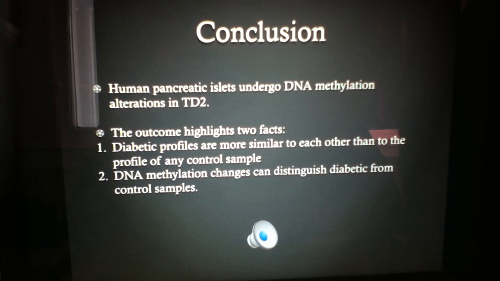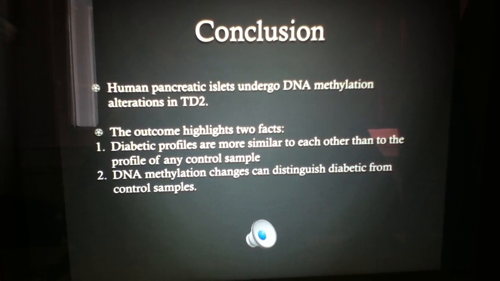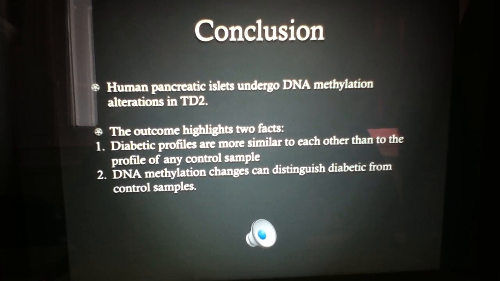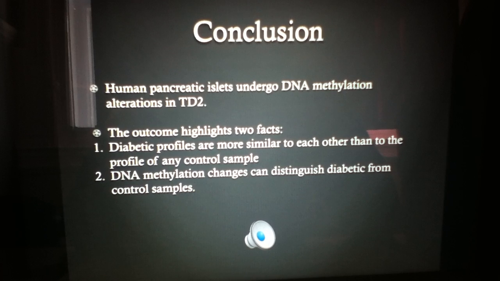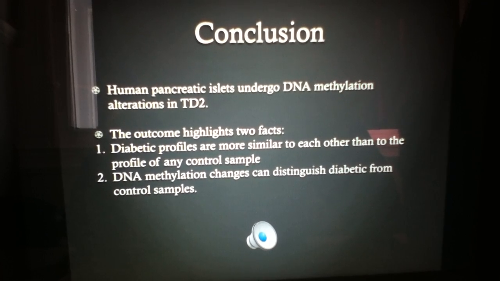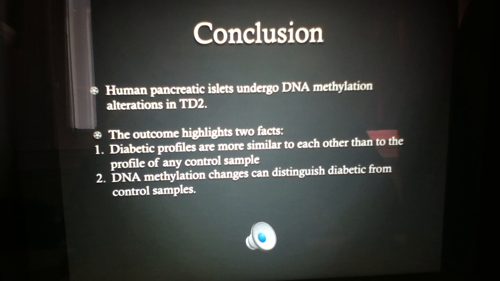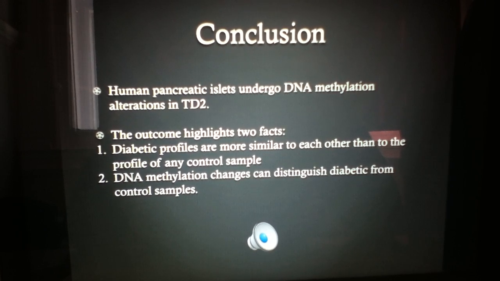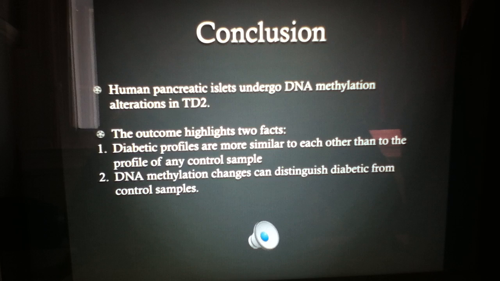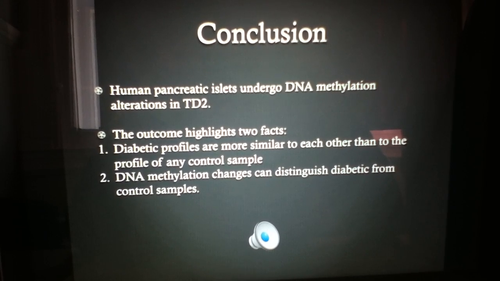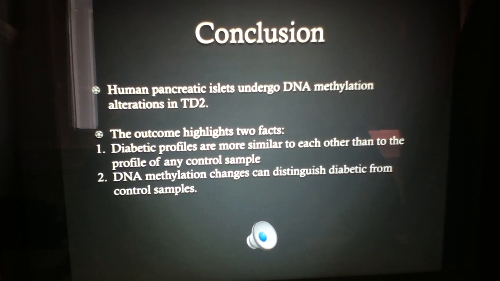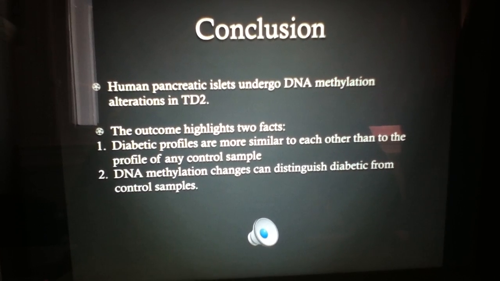The data demonstrated that human pancreatic islets undergo DNA methylation alterations in type 2 diabetes that are discernible by means of DNA methylation profiles. The outcome highlights two facts. One, diabetic DNA methylation profiles are more similar to each other than to the methylation profile of any control sample, indicating the possibility of a type 2 diabetes-specific DNA methylation profile. The second outcome highlights that DNA methylation changes are sufficiently pronounced to distinguish diabetic from control samples.